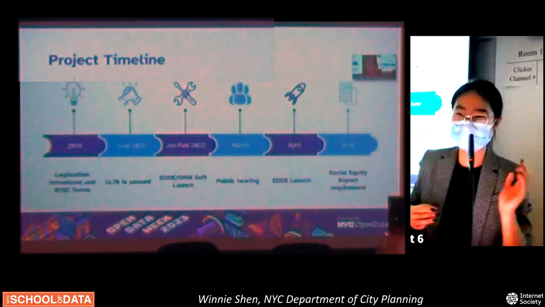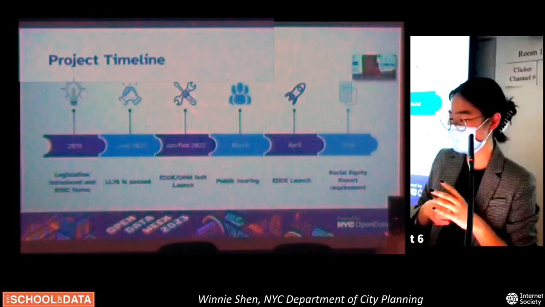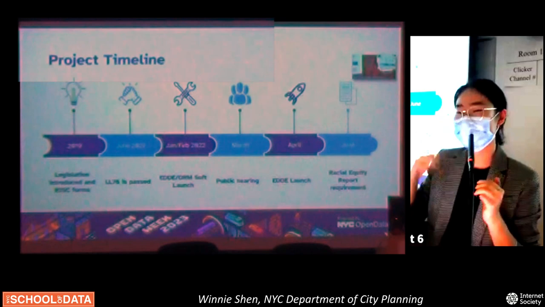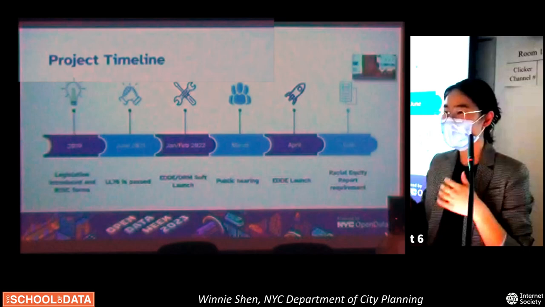The legislation was passed in June of 2021, and we had a requirement for this tool to be launched by April of 2022. So in less than a year, we had a fully working interactive website with all these data indicators and all these maps that had to be published within that time frame. And then about 2 months after, we had to get the racial equity reports form working and launched so that applications that were coming in at that point could actually use it to fulfill that legislative requirement.